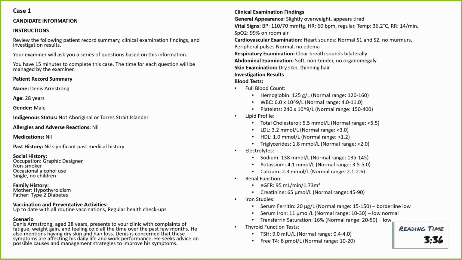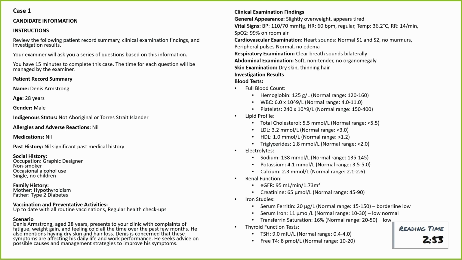Clinical examination findings. General appearance: slightly overweight, appearing tired. Vital signs: blood pressure of 110 on 70, heart rate of 60, temperature of 36.2, respiratory rate of 14, SATs of 99% on room air. Cardiovascular examination. Heart sounds are normal S1 and S2 with no murmurs. Peripheral pulses are normal and there is no peripheral edema. Respiratory examination. Clear breath sounds bilaterally. Abdominal examination is soft, non-tender with no organomegaly. Skin examination shows dry skin with thinning hair.